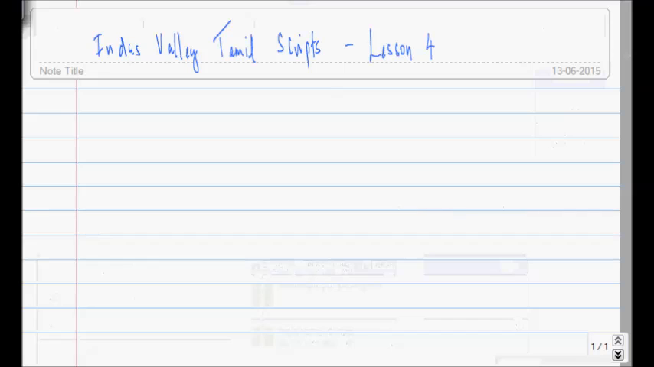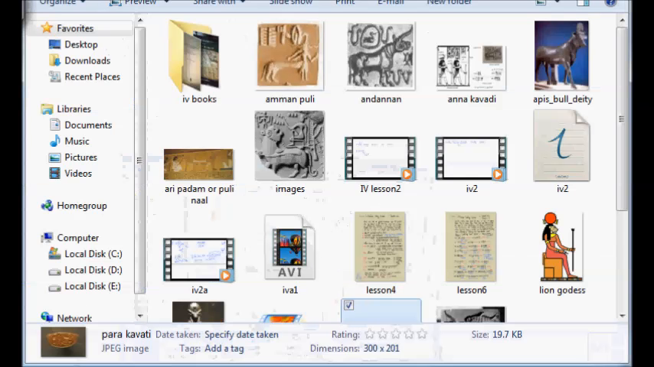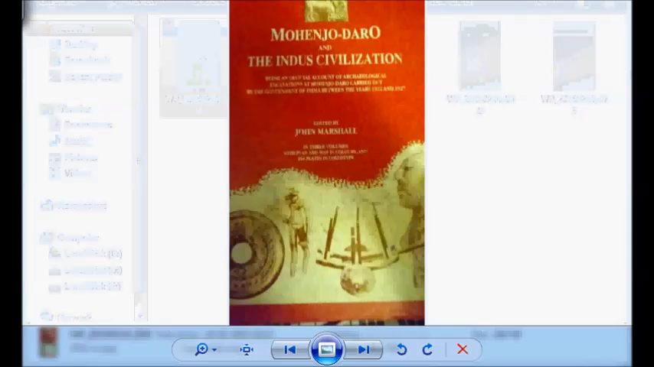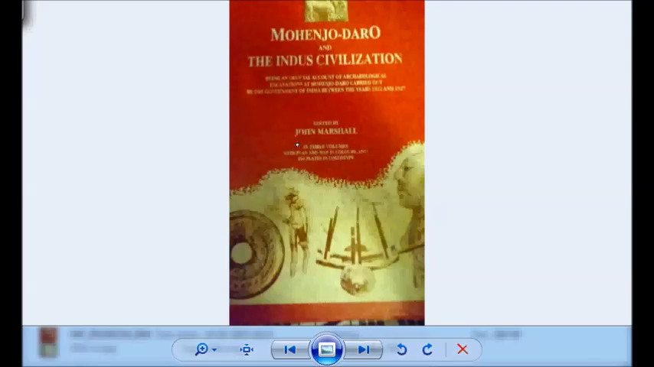Before we come to lesson number 4, let me give a list of books that may be useful if you are interested in working in this field. Right, so let's look at some of the books that are very useful. The most important book that you need is this one. It's a very classic book by John Marshall. It is a 3-volume book.